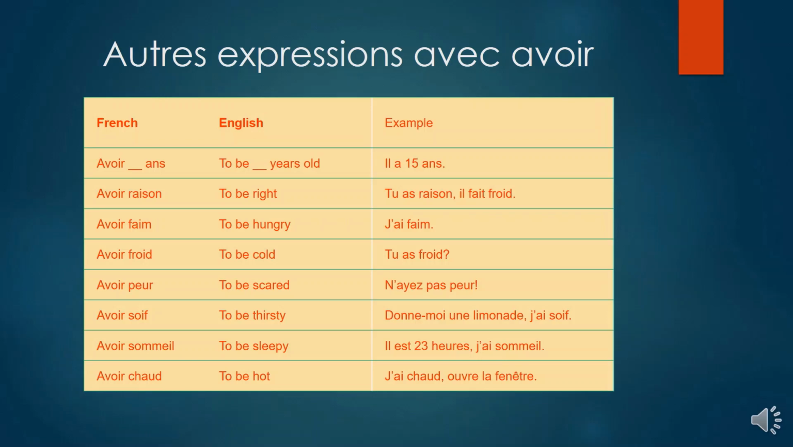Avoir peur, to be scared. N'aie pas peur. Don't be scared. Avoir soif, to be thirsty. Donne-moi une limonade, j'ai soif. Avoir sommeil, to be sleepy. Il est 23 heures, j'ai sommeil. Avoir chaud, to be hot. J'ai chaud. Ouvre la fenêtre.